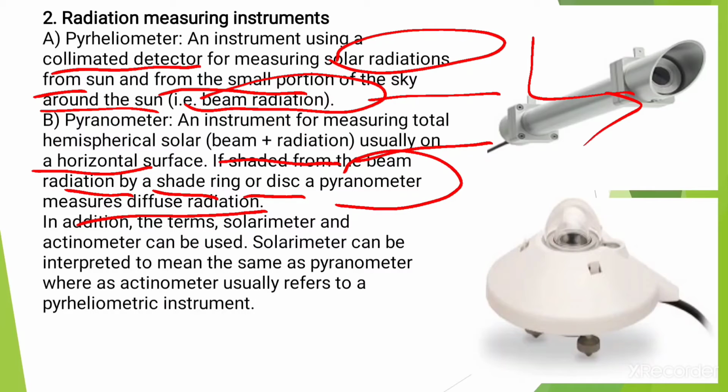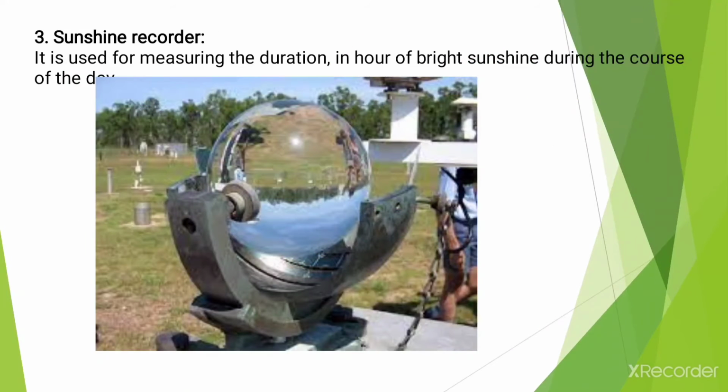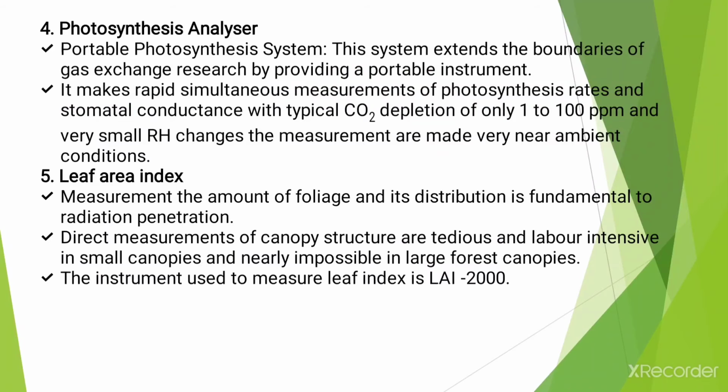In addition, the terms solarimeter and actinometer can be used. Solarimeter can be interpreted to mean the same as a pyranometer, whereas the actinometer usually refers to a pyrheliometric instrument. Then the sunshine recorder, which is used for measuring the duration in hours of bright sunshine during the course of the day. Next is the photosynthesis analyzer.